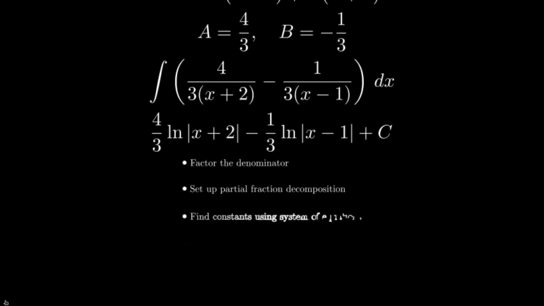To summarize the process of integration using partial fractions: 1. Factor the denominator. 2. Set up the partial fraction decomposition. 3. Find the constants by creating and solving a system of equations. 4. Integrate each term separately. 5. Combine the results and add the constant of integration.